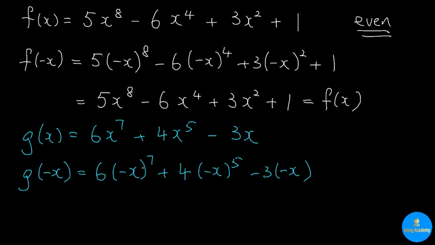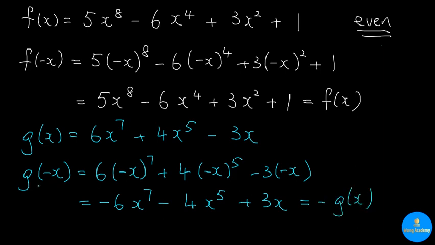Because all the powers are odd, negative x to an odd power is negative of x to that power. So we can simplify this polynomial into negative 6 times x to the power 7 minus 4 times x to the power 5 plus 3x, because negative times negative becomes positive. If you look closely at this expression, you can see that every single sign is exactly a flip of g(x). Therefore, this expression is precisely negative of g(x). Because g of negative x is equal to negative of g(x), we now know that this function is indeed an odd function.